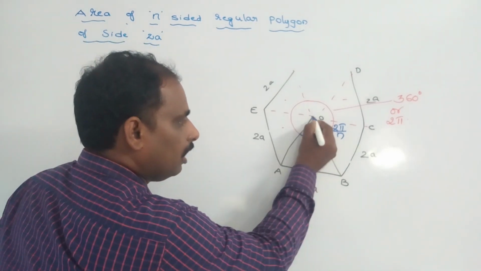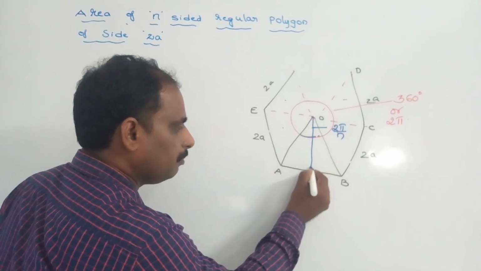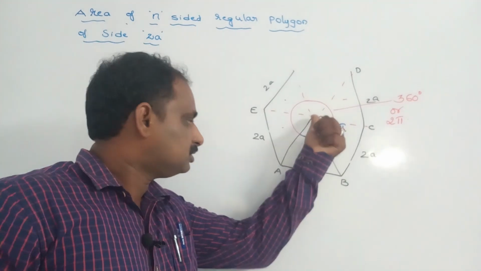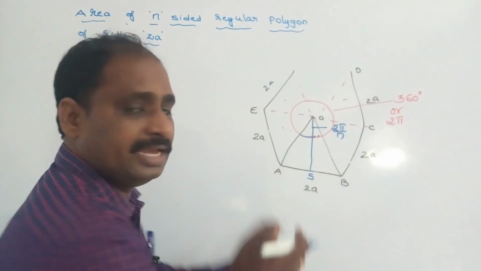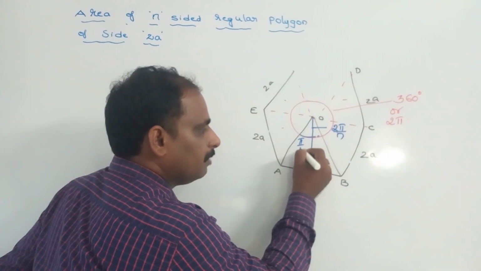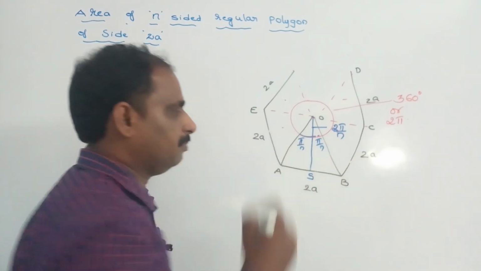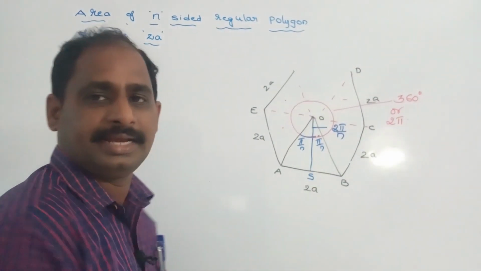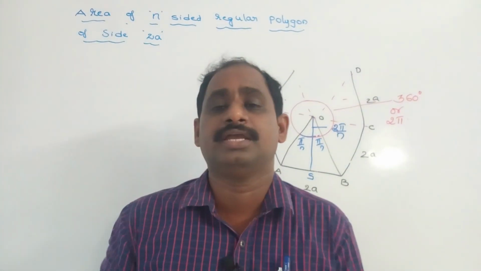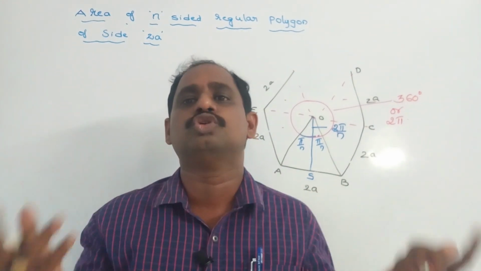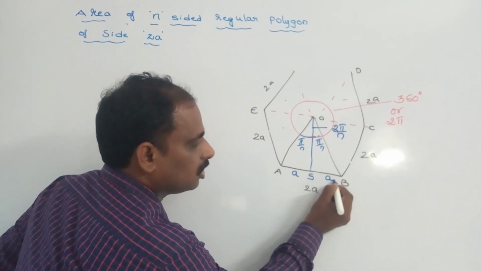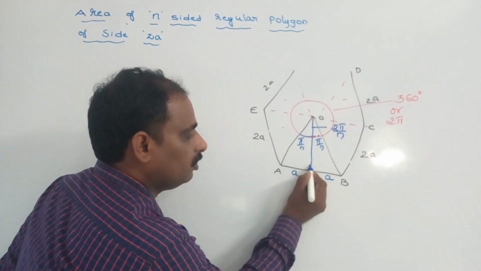Now draw a perpendicular to AB from O, marked as S. This perpendicular will divide the angle into 2 equal parts, so each becomes pi by n. And this perpendicular bisects the base into 2 equal parts. We know that in an isosceles triangle the perpendicular divides the base into 2 equal parts. So this is 2a, and each half becomes a. Now it is a perpendicular.